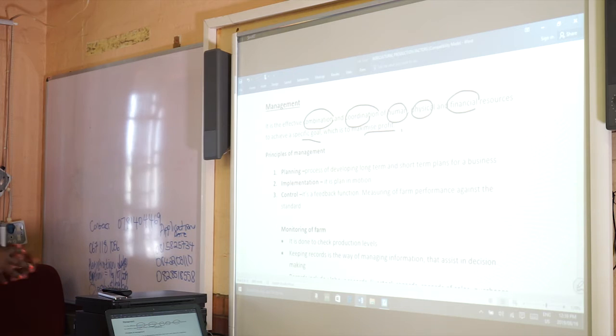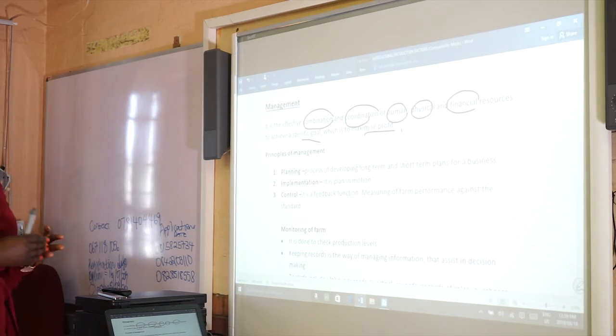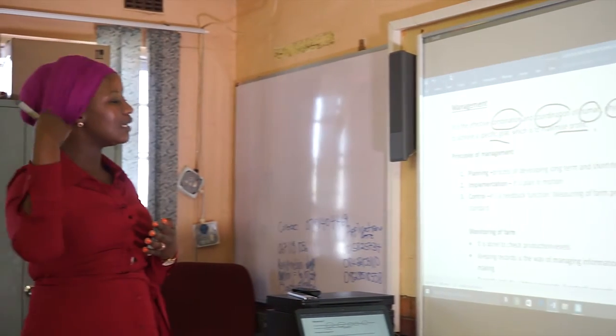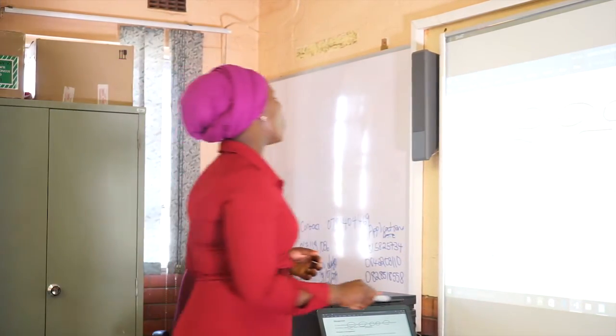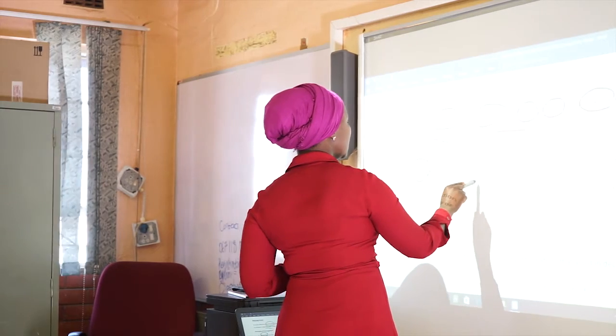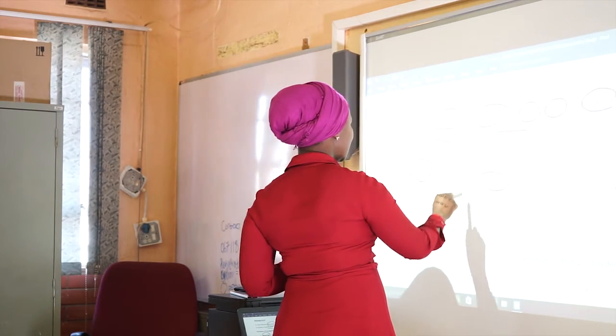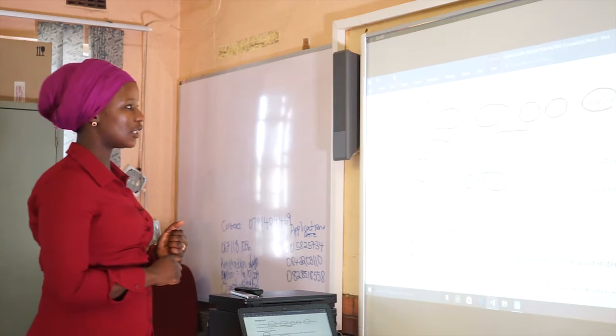When it comes to management, number one of the duties of a manager is to do planning. Planning can be done on a day-to-day basis, or planning can be long-term. Next is implementation. Whatever you have planned on a farm needs to be in motion. When we take a plan and put it into motion, we call it implementation.